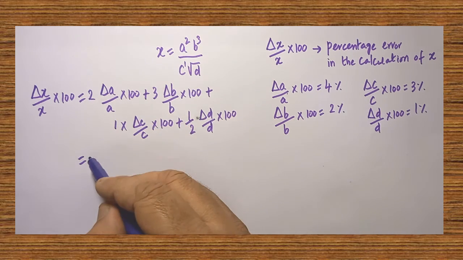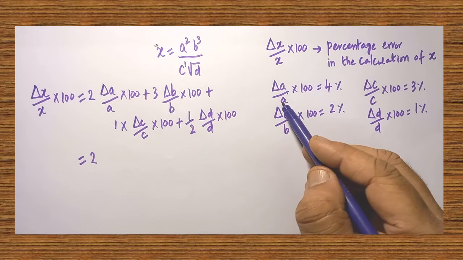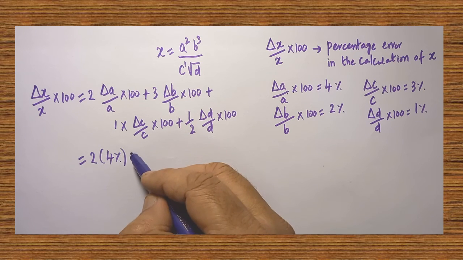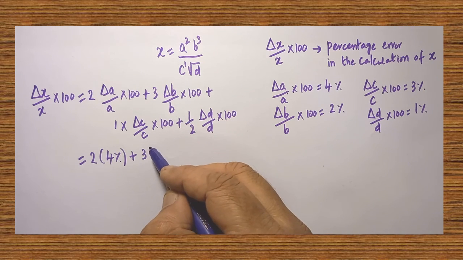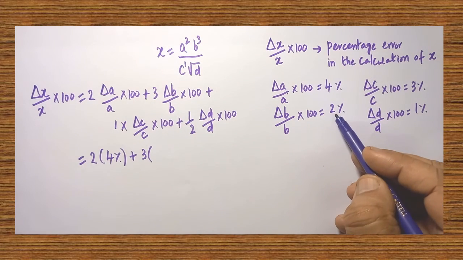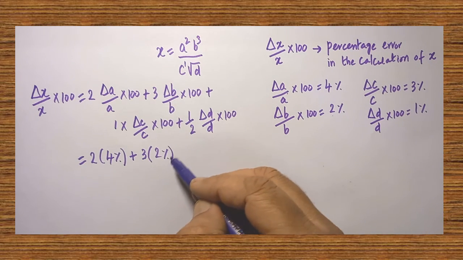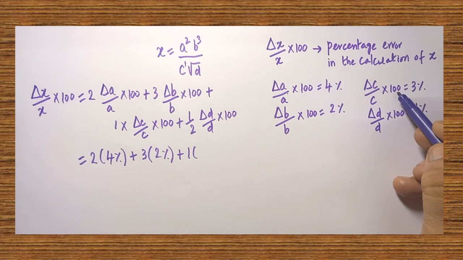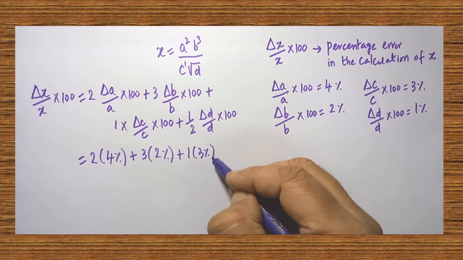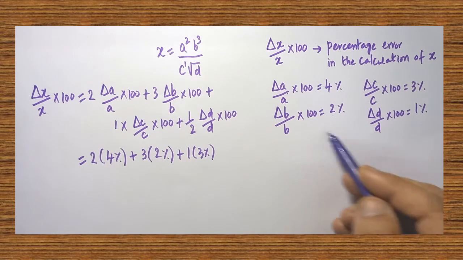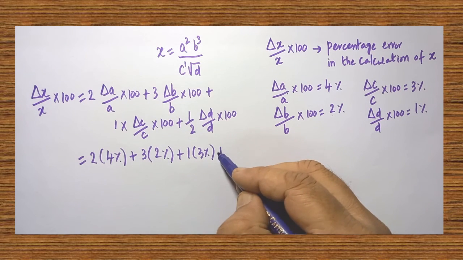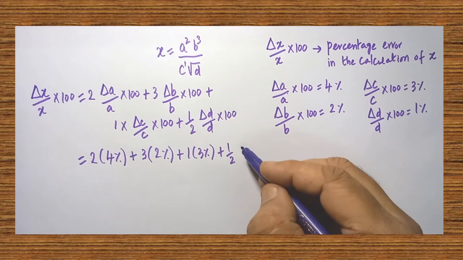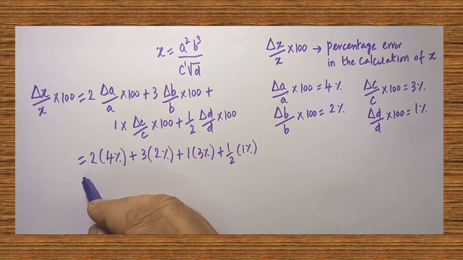Now, write 2 as it is. Already I have written del A divided by A into 100. What is the value? 4 percentage, plus 3 must be written. And del B by B into 100 value is how much? 2 percentage, plus 1 into del C by C into 100 is 3 percentage. Are you clear? If you write in this format, it will be easy for you to write the substitution. Half into del D divided by D into 100. So what is the value? 1 percentage. So all the values are written.